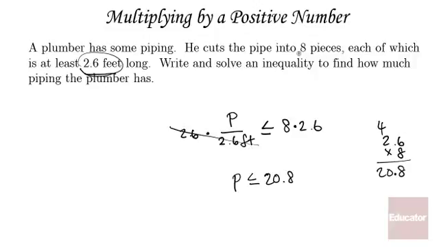So let's remember to go back and think about what this P represents. P here represents the total piping. So P is going to be less than or equal to 20.8. So this person has cut his pipe into 8 pieces at 2.6 feet long a piece, and his total piping, if we put them all together, is going to be 20.8 feet. Remember that in a word problem, you need to come back and include your units.